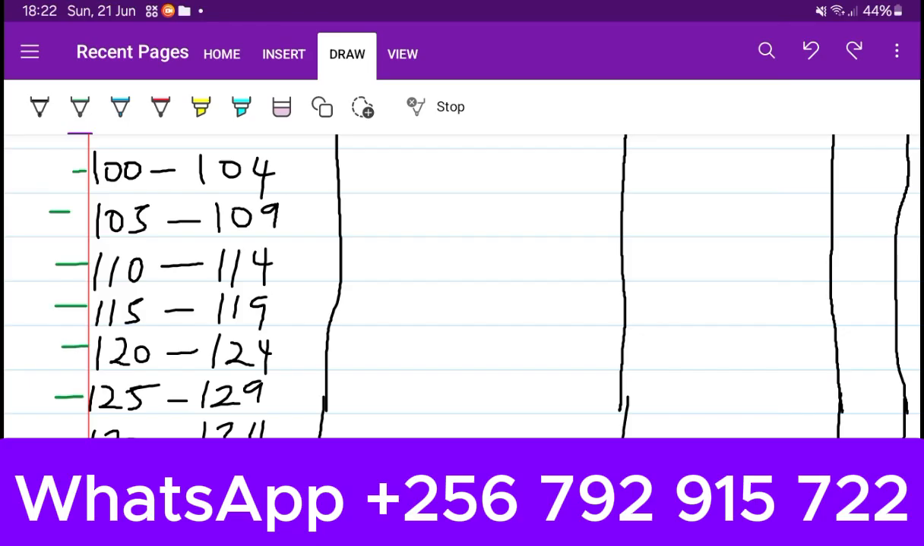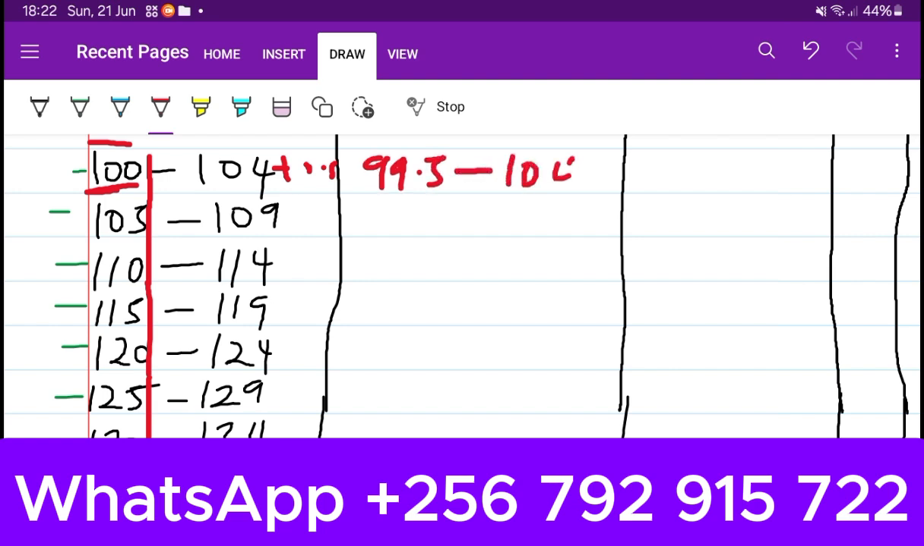Now we can compute the class boundaries. Of course, we said for the class boundaries, we take all of what is here, minus 0.5, then this side we add plus 0.5. So we can have the values. Here we can have 99.5 to 104.5.